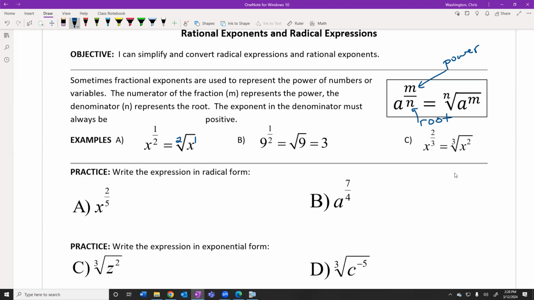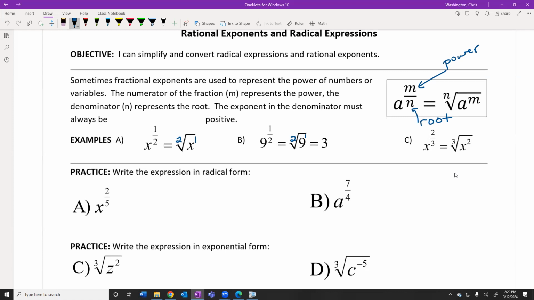What about 9 to the 1/2 power? This is the same as the square root of 9, because the top number is the exponent, and the bottom number is the root. And what is the square root of 9? 3.